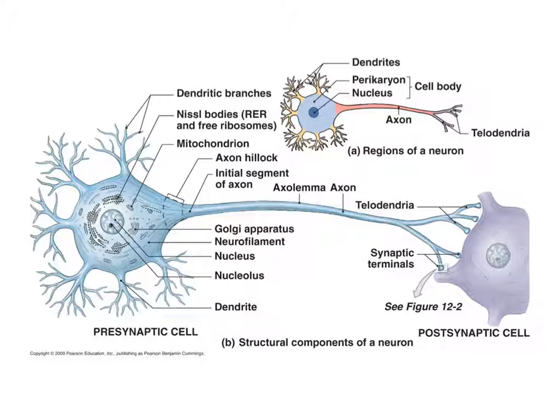Obviously, the cell body contains the nucleus, nucleolus, ER, Golgi apparatus, mitochondrion. Make sure you know the axon. The axon carries the signals or information away from the cell body and to the receiving neuron, muscle, or gland. And make sure you know the telodendria. That's the end of the axon that actually creates the synapse.